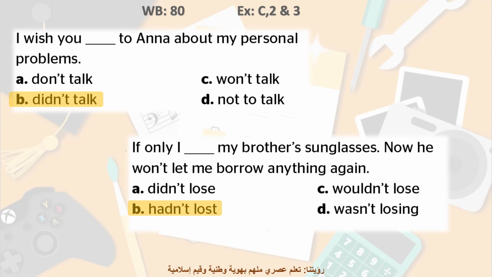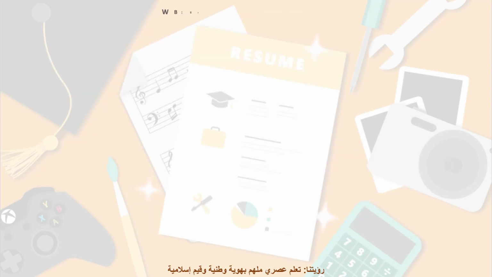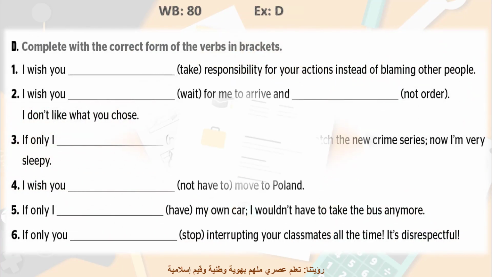It's time to move to more practice with exercise D in your workbooks page 80. Complete with the correct form of the verbs in brackets. Here, I ask you to pause the video, answer the 6 questions, and then play the video to check your answers. Here are the answers.